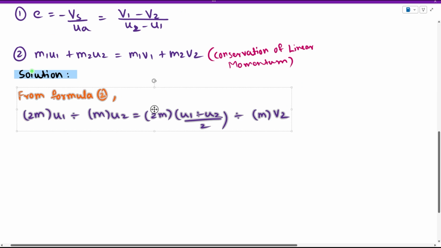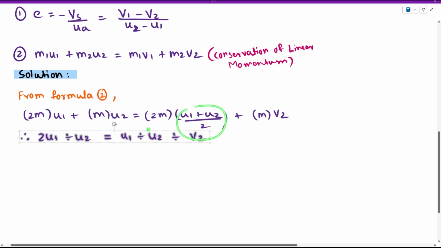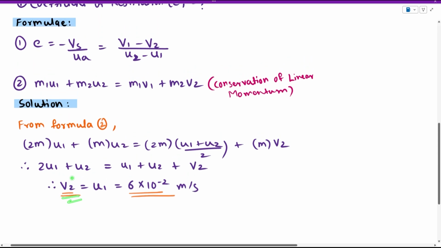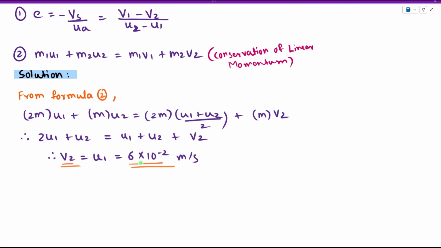Let's quickly solve it. The first thing we do is, from formula 2, that is the principle of conservation of momentum, we substitute all the given data known to us. So we substitute the masses of the marbles, and as you can see, I can just cancel m from all sides, and we substitute the values of the speeds. So v1 is the average, and if we solve this further, we find v2, the final speed with which our smaller mass will move after collision, comes out to be 6 into 10 raised to minus 2 meters per second.